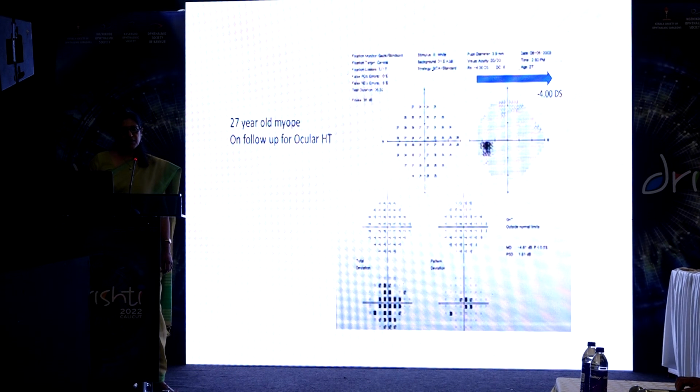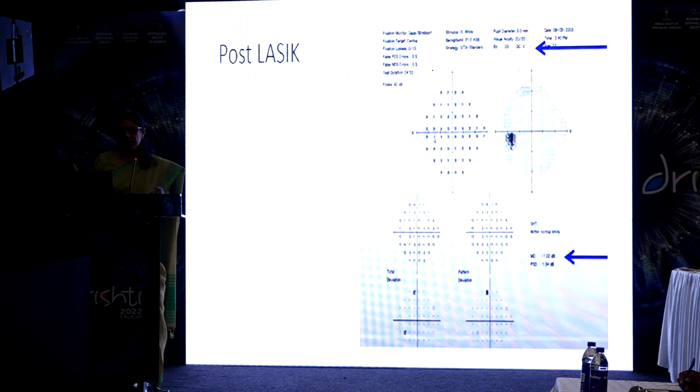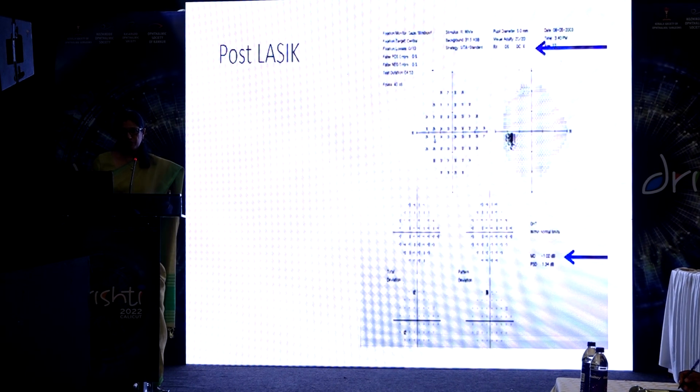So this was a 27-year-old myope on regular follow-up for ocular hypertension with a normal cup disc ratio. She always had normal fields until one day she presented with a field defect like this. You can see some early paracentral field defects which didn't match the cup disc ratio at all. So we had to do some detective work before she spilled the beans. And she told us that she had undergone LASIK a year back, which she forgot to tell us.